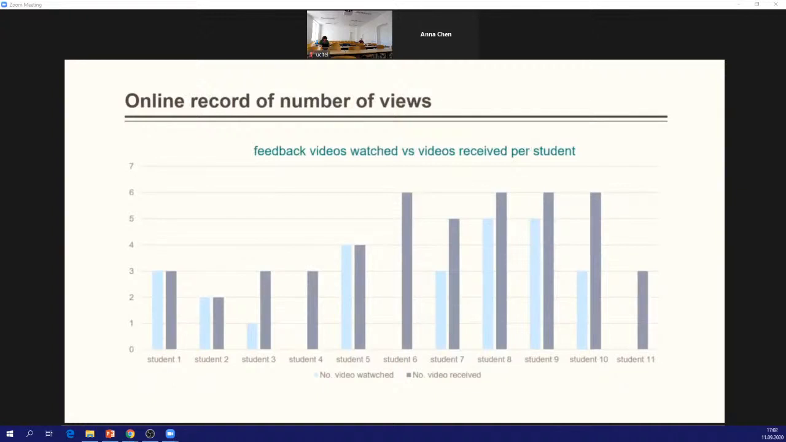Now, let us break it down to each student. In this chart, the light blue bar shows the number of videos students had watched, and next to it, the gray bar shows the number of videos they received. So you can see that some students did not watch any video, like student 4 or 6, and some watched partially.